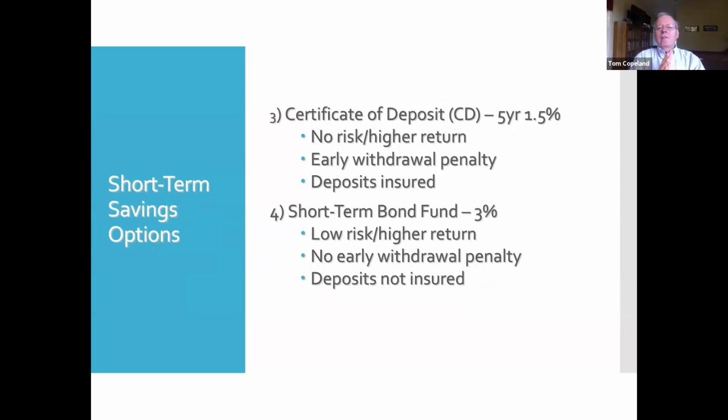Number 3, a certificate of deposit, a CD. This is also low risk. You can invest in a 1-year CD, a 2-year, a 5-year, a 10-year. You're going to get a little bit more interest than the first 2 options. There is an early withdrawal penalty. So if you're investing in a 5-year CD and you need the money after 3 years, there's going to be a little penalty. You're going to lose a little bit of the money. A CD is insured. In other words, you will never lose money by putting it there.